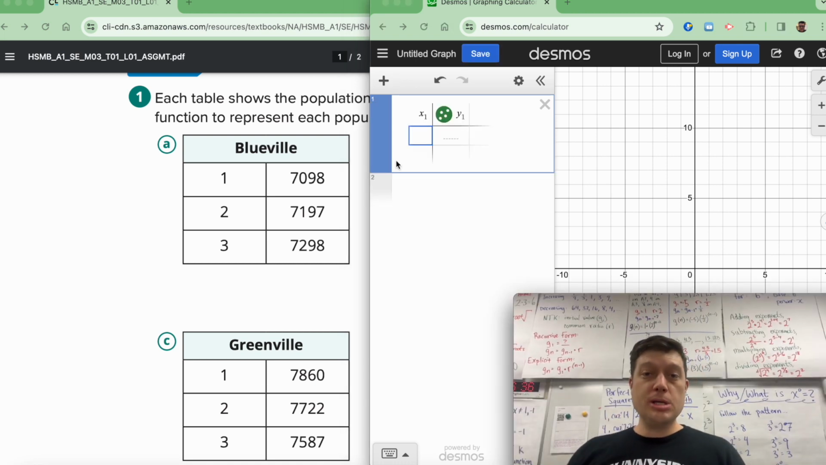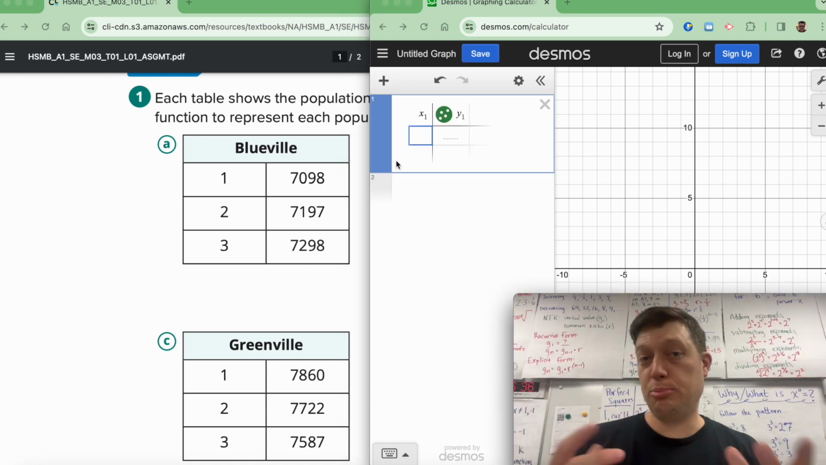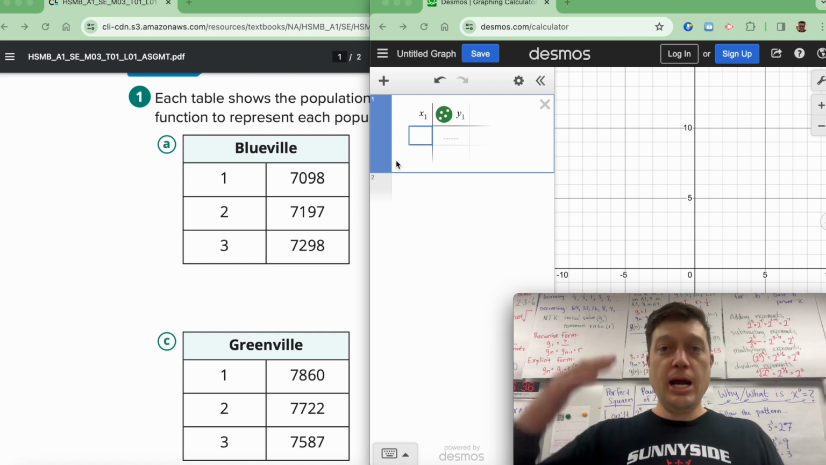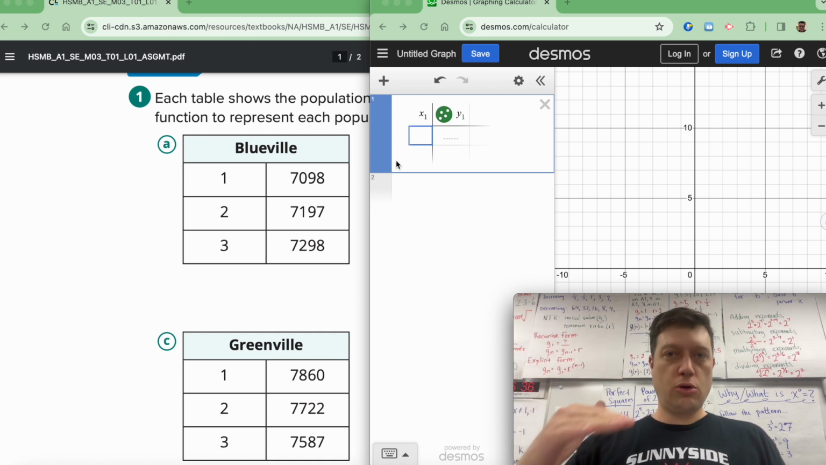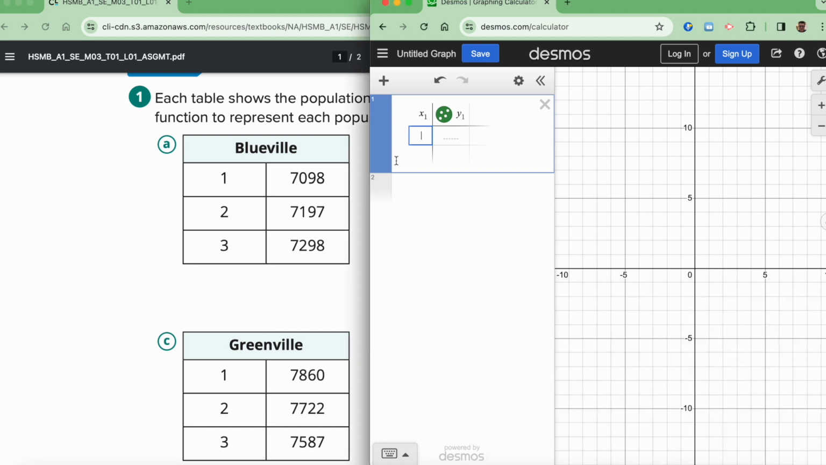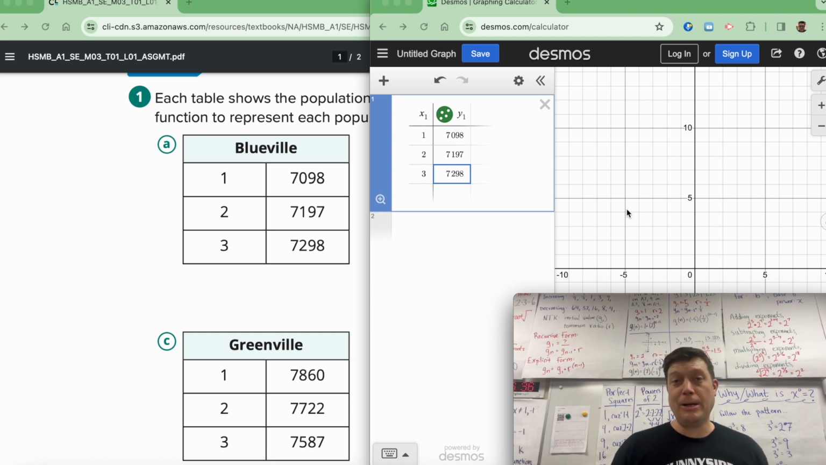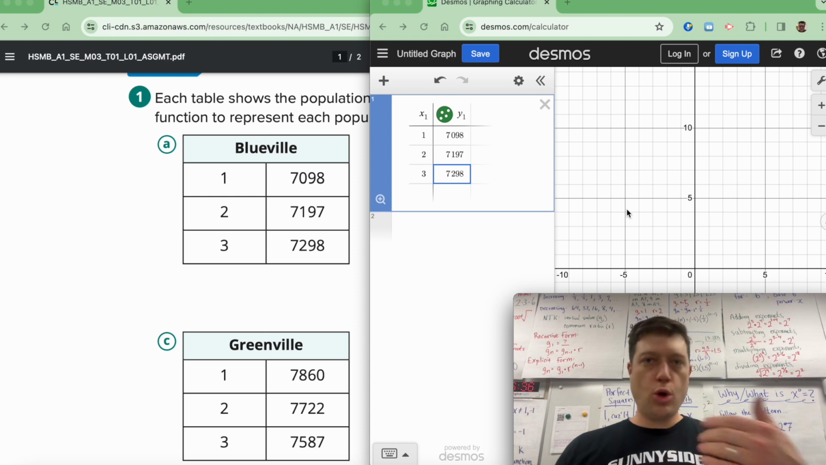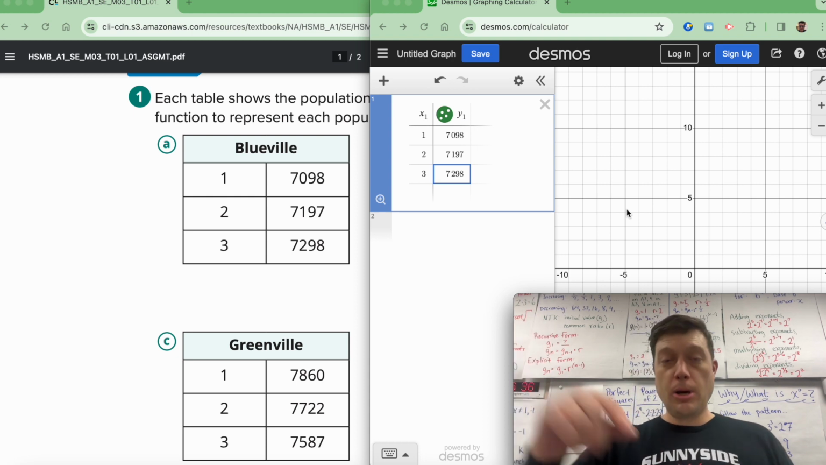For the table that opens up, we're going to label it 1A Blueville. We're going to fill the column X1 with 1, 2, 3, and then the Y1 column with the numbers across from 1, across from 2, and across from 3. Okay, take the time to do that. Now, what should happen is that you should see a sequence of points representing row 1, row 2, row 3 showing up on the grid.